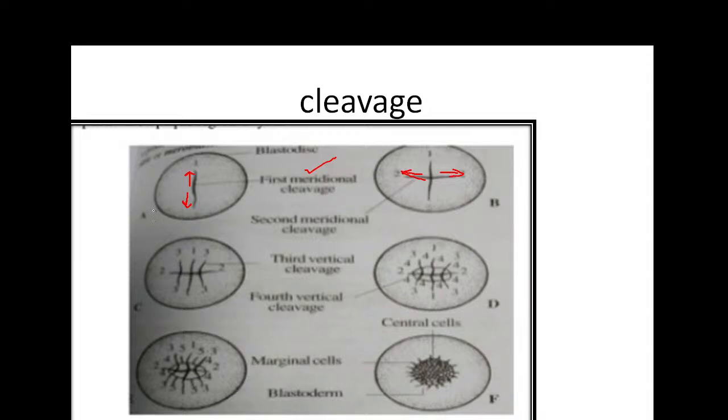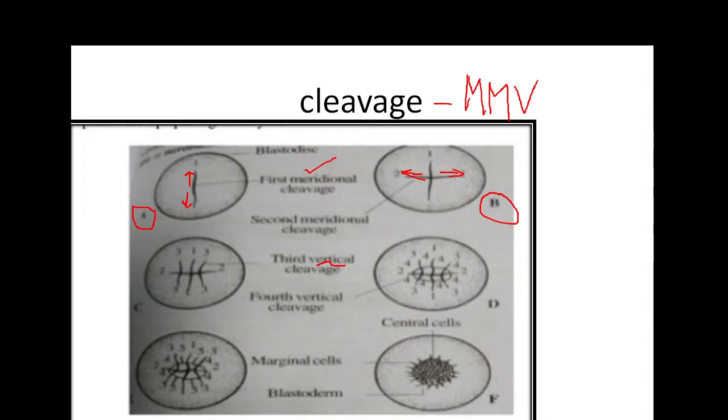Second cleavage, this is A, or the first cleavage is meridional cleavage. This is second cleavage, or the B, that is, it is also a meridional cleavage. Then the third cleavage is actually vertical cleavage. For the first two cleavages, what are they? Meridional. Second cleavage is also meridional. The third cleavage is vertical cleavage.